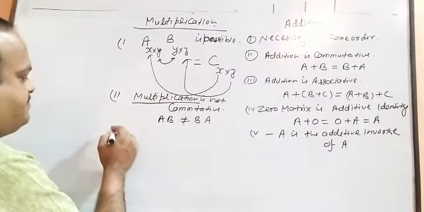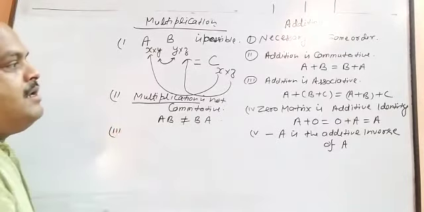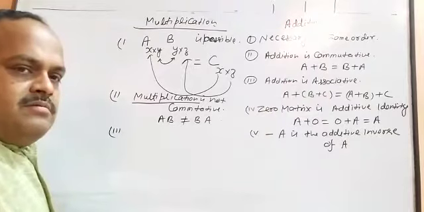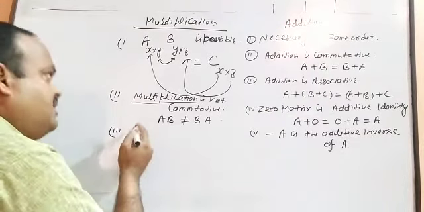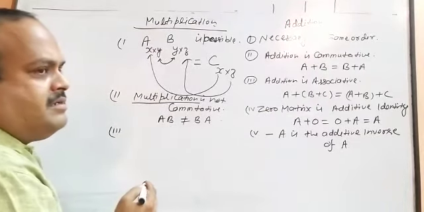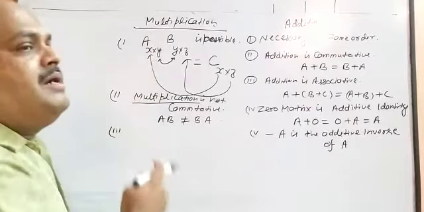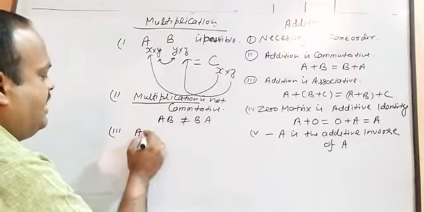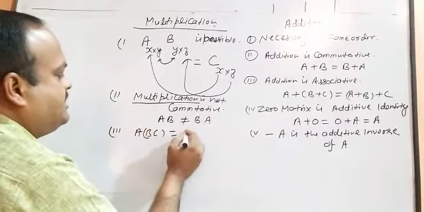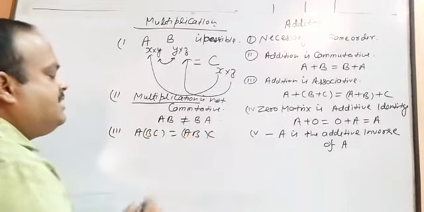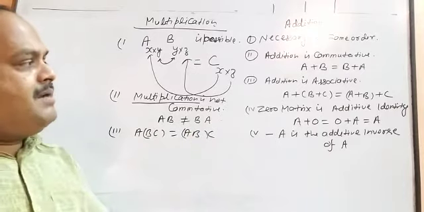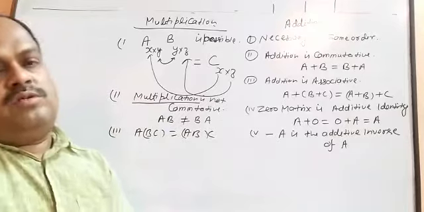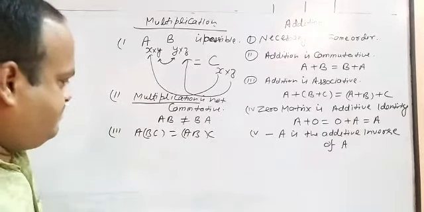Third one. Addition is associative, and in case of multiplication, matrix multiplication is also associative. A into BC is the same as AB into C. Like addition of matrices, multiplication too is associative.